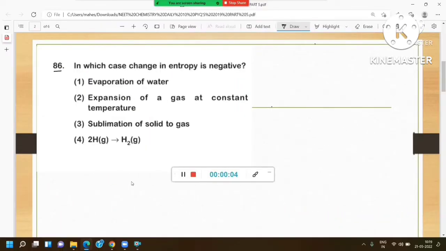Now let us discuss the 86th question. In which case is the change in entropy negative? They ask in which case the change in entropy, delta S, is negative among the 4 options. We know that entropy means the randomness or disorder present in the system.